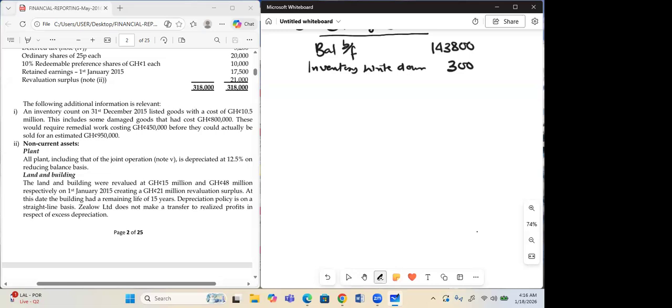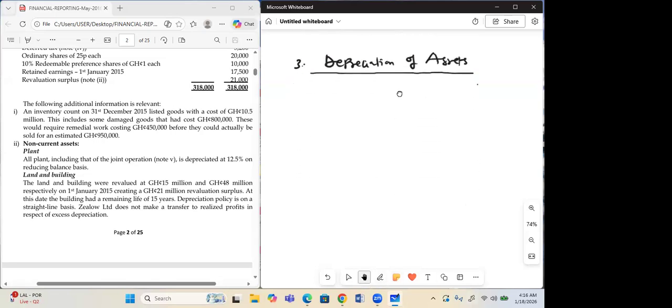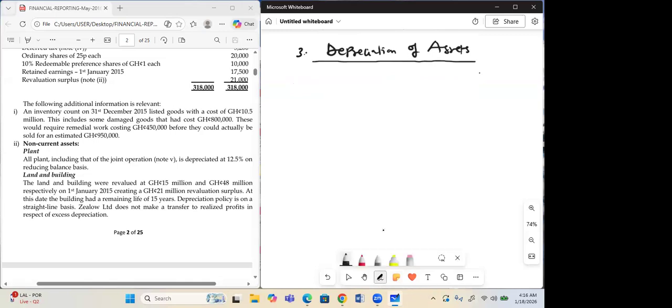Leave ample space for the cost of sales, like I've told you. Then go to working number 3, and write depreciation of the assets. So depreciation of assets. Take your time and take it one after the other. If you look at the first one, they say all plants, including that of joint operation in note 5. That means there is a joint operation in note 5.